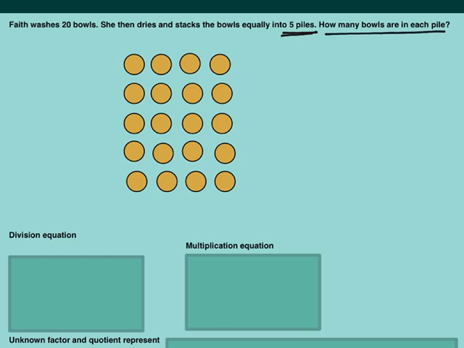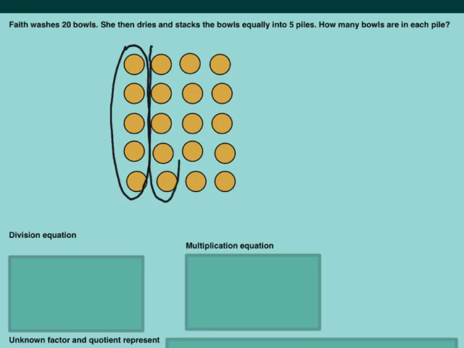So what we have to find is how many bowls there are in one group. Each pile means in one group how many bowls are there. So to solve this problem, each yellow dot here represents one bowl. Let's divide the total 20 yellow dots by 5, right? So 20 divided by 5. How to divide it? Let's divide it like so.